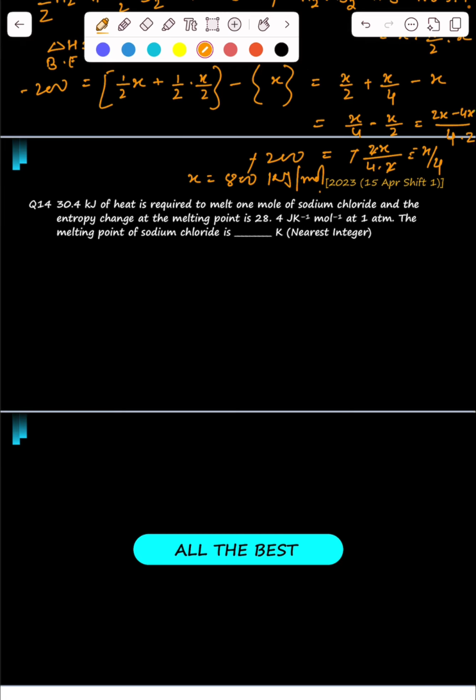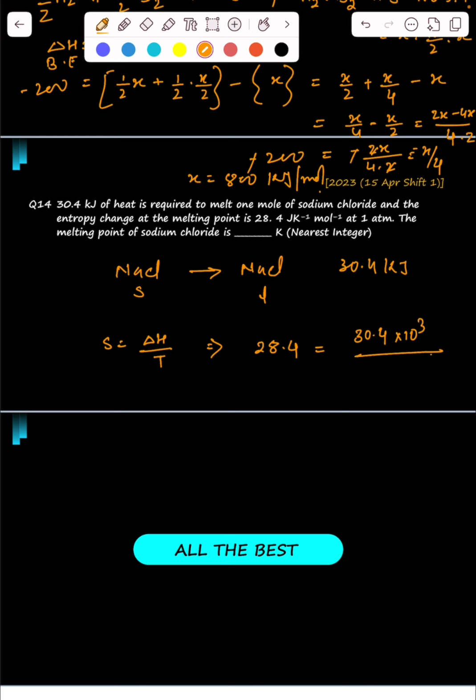So 30.4 kilojoule heat is required to melt 1 mole of NaCl. Okay, solid will convert into the NaCl liquid. 30.4 kilojoule. And the entropy change of the melting point is 28. So S is equal to delta H by T. So that is given 28.4 and this is given 30.4 times 10 to power 3. So melting point we have to calculate. So T you will get 1070.4 Kelvin. And that's your answer.